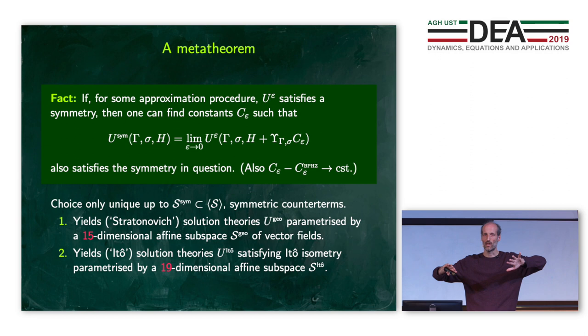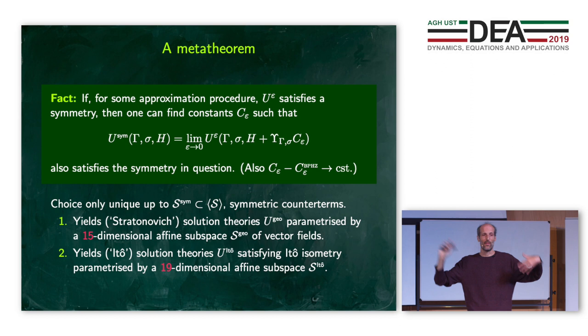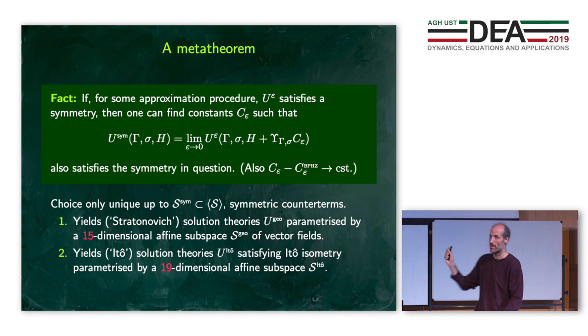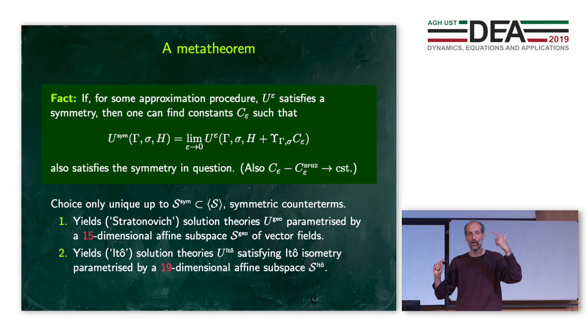Okay? So this meta theorem, of course, I could have just said, well, I have these two symmetries, I can just mash them together, so it's like one big symmetry. So that would tell you that I have a solution theory that satisfies this one big symmetry. The problem is that a crucial ingredient here is I needed a way of approximating the equation that satisfies that symmetry, and we don't know of any way of approximating the equation which satisfies simultaneously both of these symmetries. Okay, and so then you're kind of stuck.